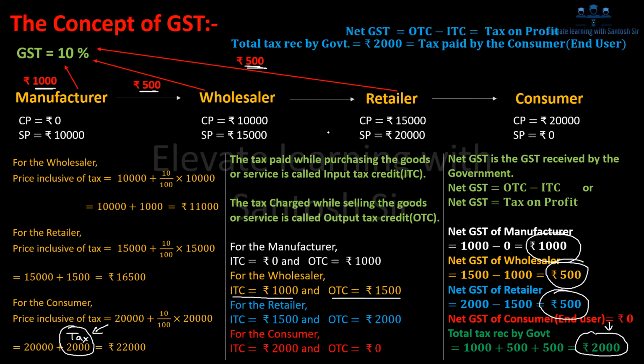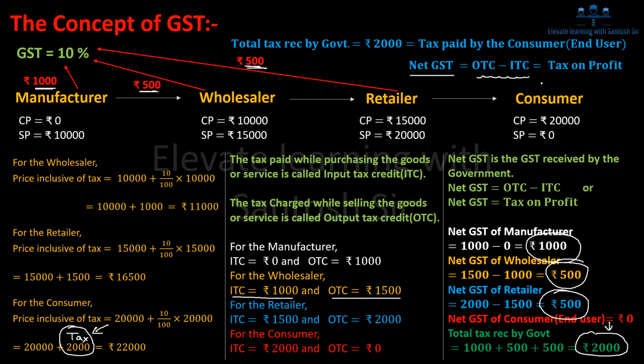The next thing is net GST, that is the GST paid to the government. It has two ways of calculation: output tax credit minus input tax credit, or my favorite, tax on profit. Now, what is this and how is it calculated? We will see that throughout the module.